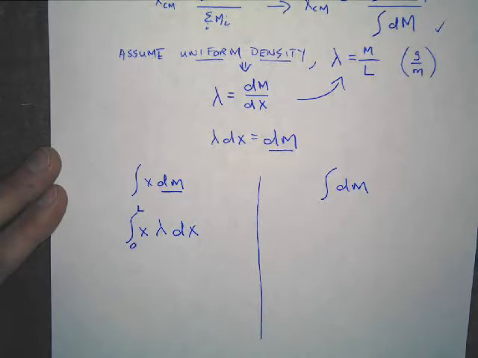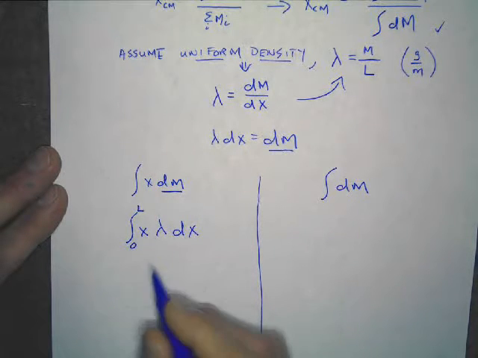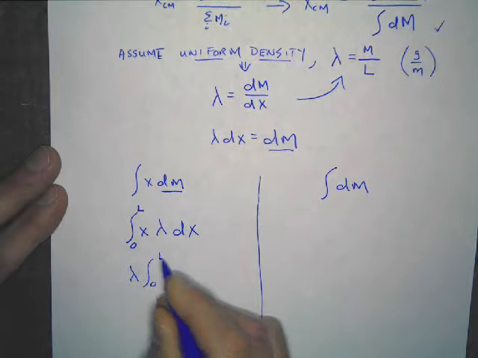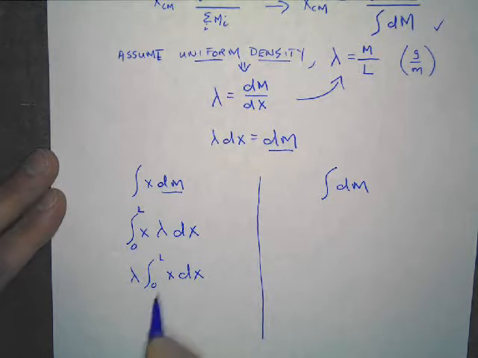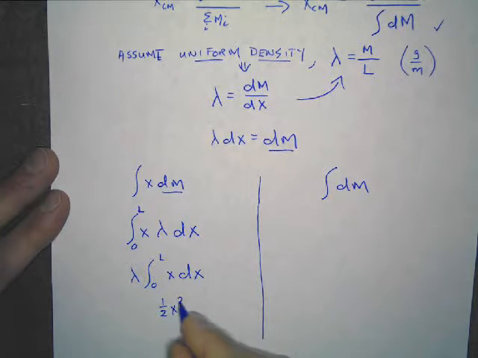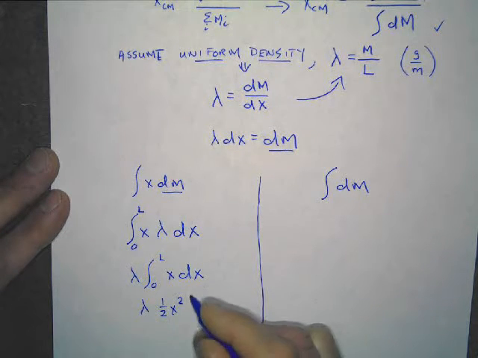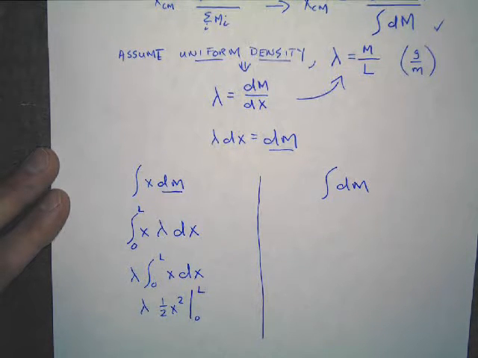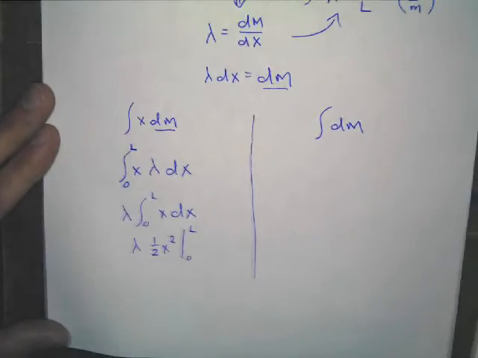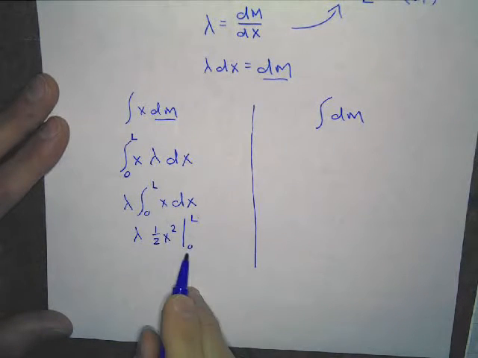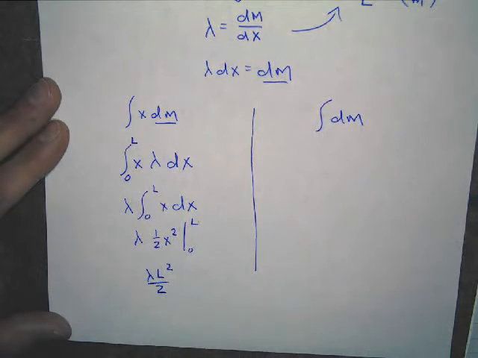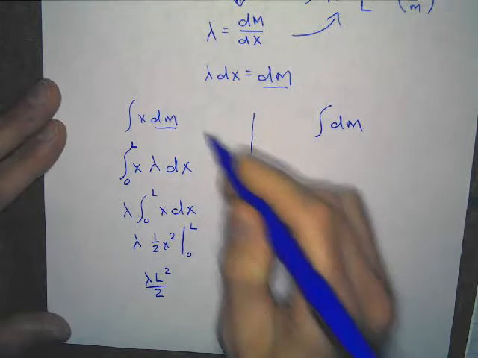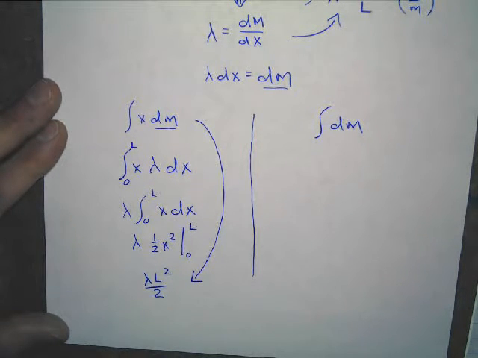The actual integral is easy, I think, I hope. Lambda is a constant, it comes out, and you're left with the integral of x dx from 0 to L. That, of course, is going to be 1/2 x squared times lambda, and then we evaluate from 0 to L. So then we'll just do the math on this. The 0 term goes away, and you end up with lambda times L squared over 2. So this integral works out to give us that.